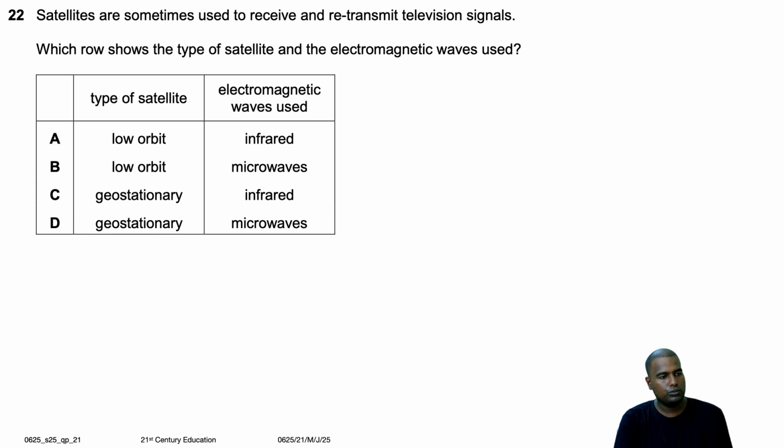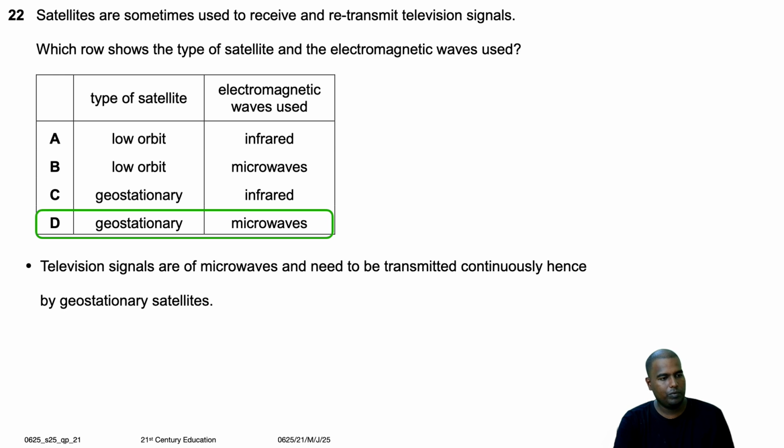Satellites are sometimes used to receive and retransmit television signals. Which row shows the type of satellite and the electromagnetic waves used? Okay, since it's a television connection, we need a continuous connection. So it should be a geostationary satellite, and the electromagnetic waves used are microwaves. Okay, low orbit is fast, but it's not continuous.